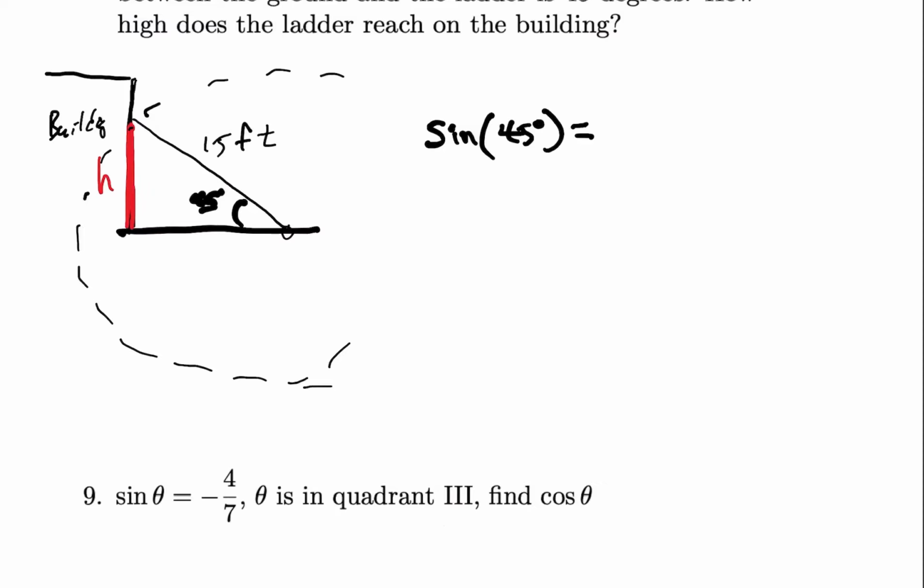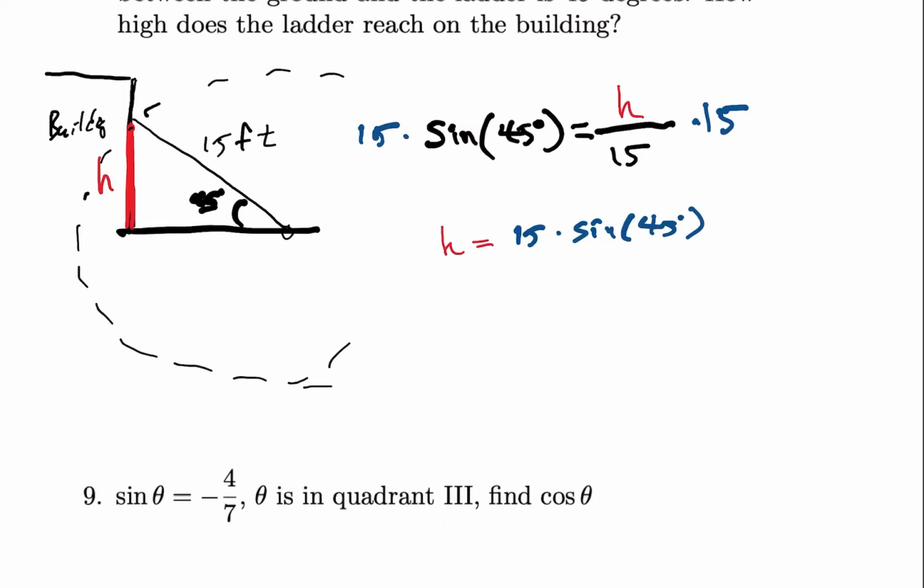So then we have h divided by 15 feet. So 15 is the unit measure in some sense here. How many times can 15 go into h? So then we're solving for h, so we multiply both sides by 15. Then we have h equals 15 times sine 45 degrees.